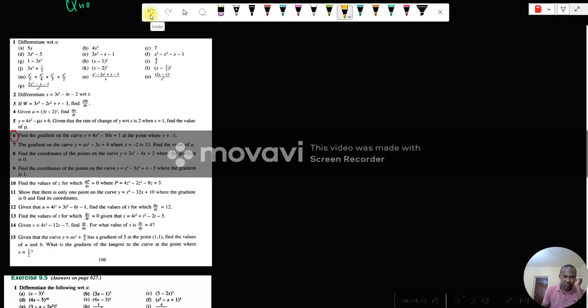So number 7. Number 7 says the gradient of the curve y equals ax squared minus 3x plus 4, where x equals minus 2, is 13. So begin by writing down the equation of the curve. y is equal to ax squared minus 3x plus 4. The next step is to find dy by dx.